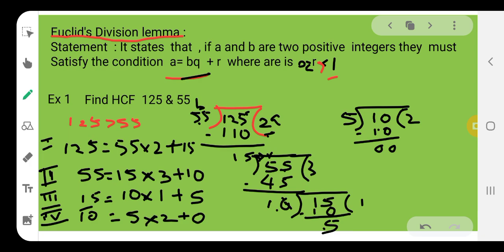Okay. Now what is the HCF here? So which is the last step? The divisor in the last step will be 5. So HCF is 5. Okay. So this is the solution.